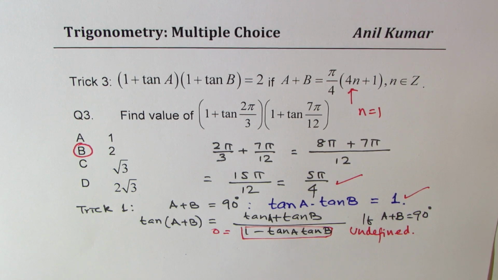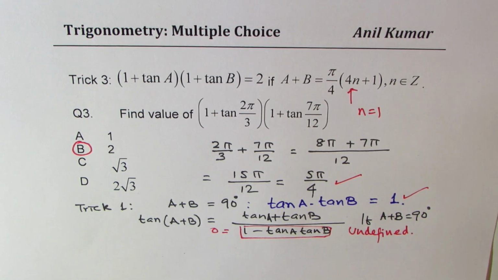So I hope that helps you to understand when to apply what formula. So if A plus B is 45 degrees, related acute angle, in that case, you could always use the formula shown here. I hope that helps.